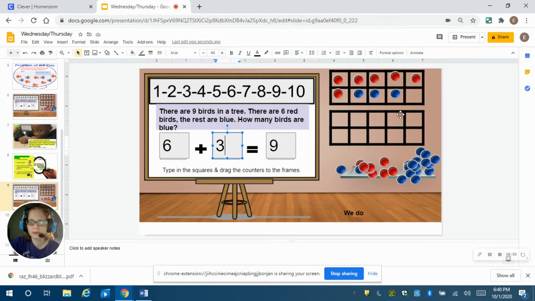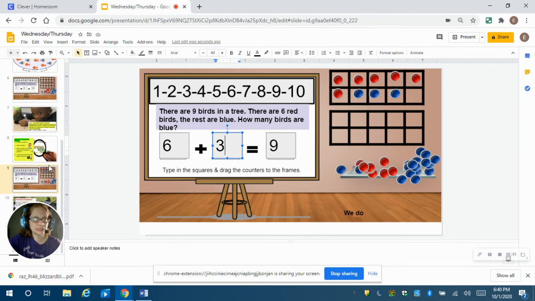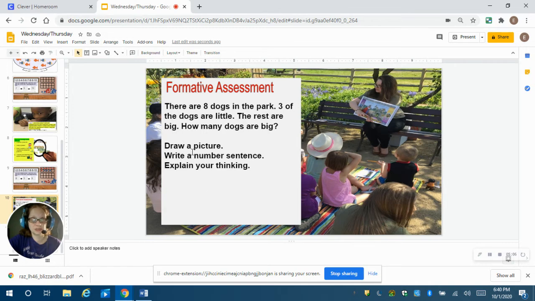Okay, we were given a number model here. We read our story. We wrote out a number sentence. Now let's see another way to figure out our number stories. When you're not given a model, you're going to have to create that model. So, this is a number story where you're going to have to create your own picture. So, let's take a look. There are 8 dogs in the park. 3 of the dogs are little, the rest are big. How many dogs are big?